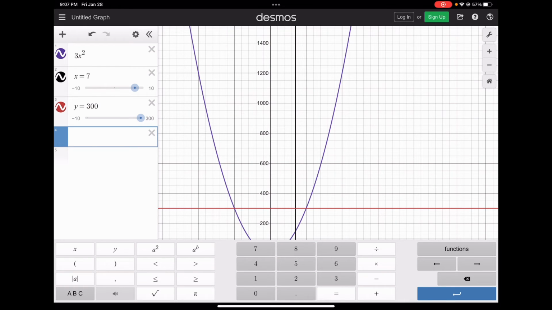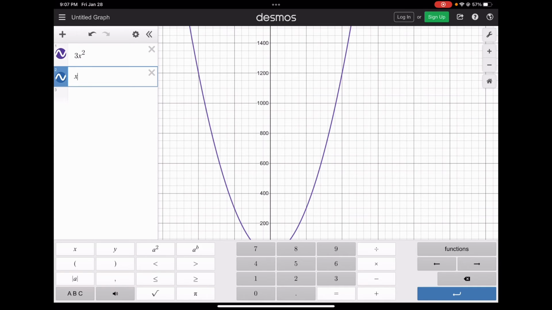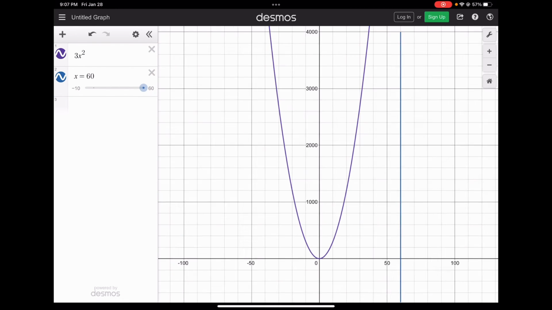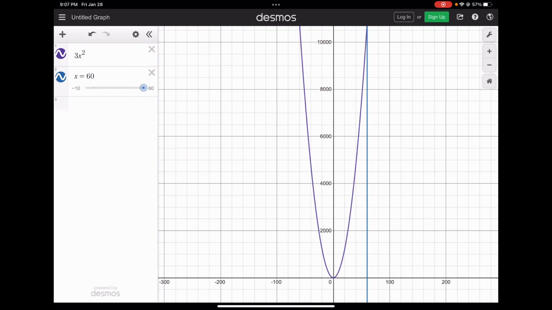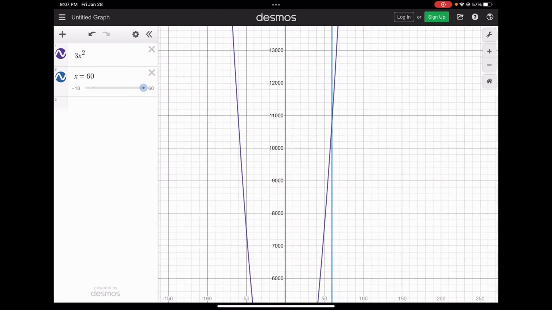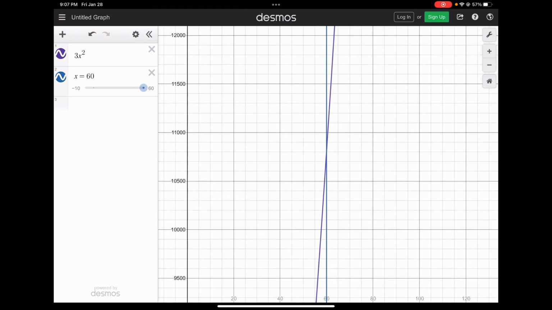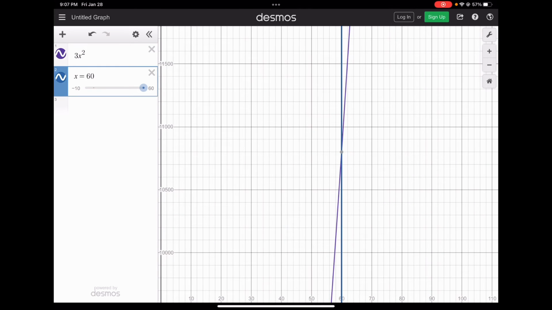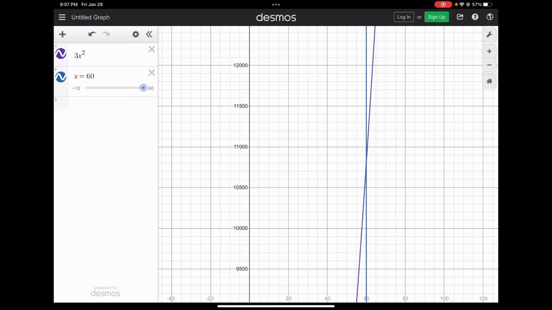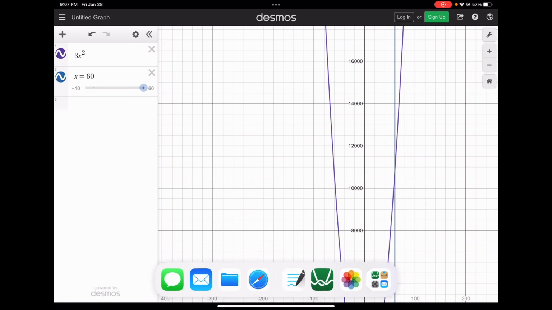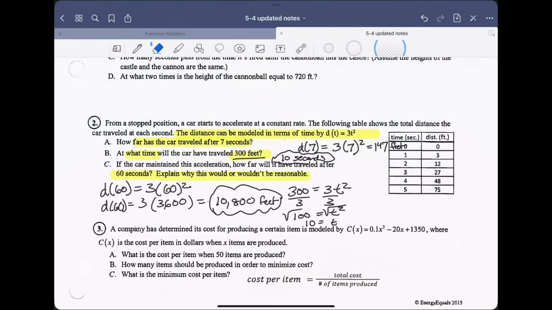And then the last one was when x equaled 60 seconds. So that's way out here. So we're going to have to zoom way out. And we knew what it was because we did it algebraically. It's going to be right about there somewhere. There we go. 60 seconds, 10,800 feet. All right. So sometimes it's easier to do this on Desmos. Sometimes it actually is easier to do it algebraically.